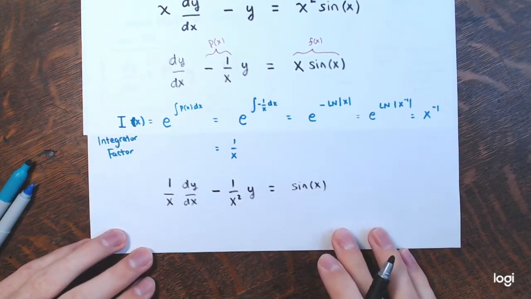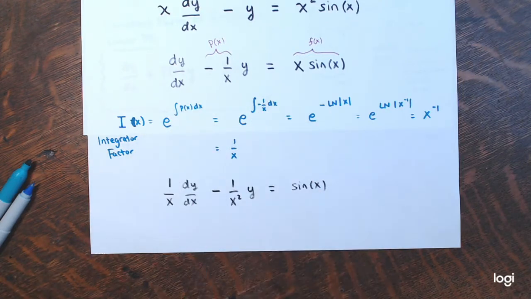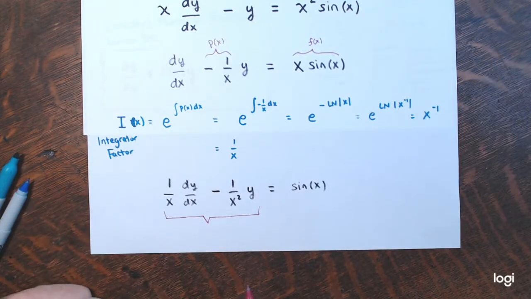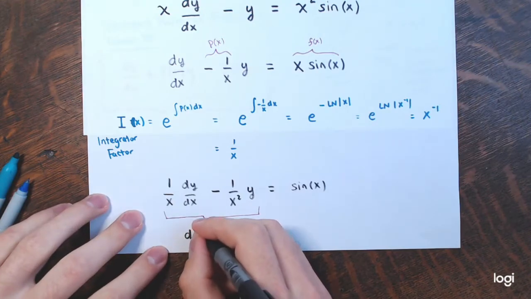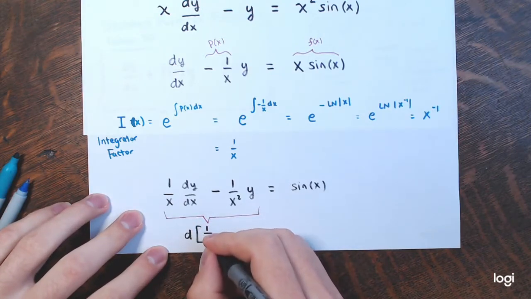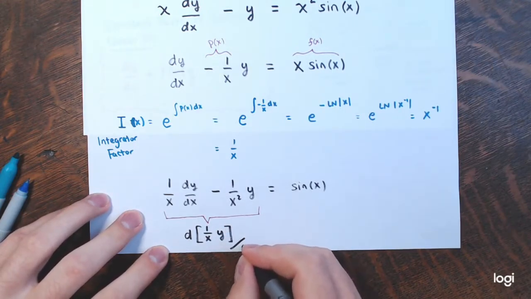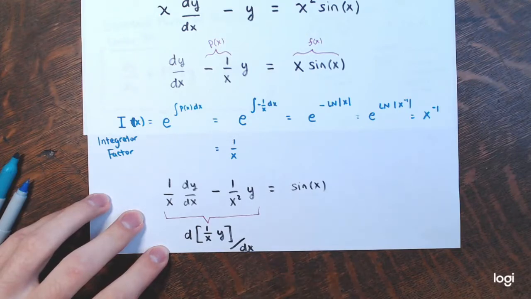And again, the whole reason for finding this e to the integral of p, this integrating factor, and multiplying both sides by it, is so that this left side is actually the derivative of some product. This is the derivative of the following product: the derivative of the integrating factor times y, with respect to x, over dx. You can check that out: take the first times the derivative of the second, plus the second times the derivative of the first. You're getting all that here.